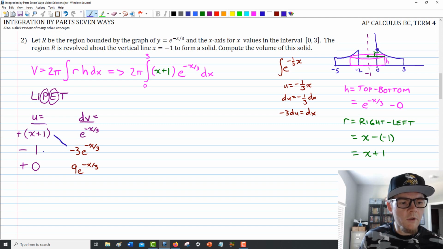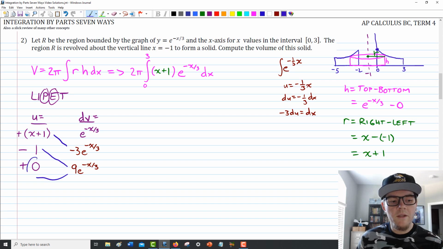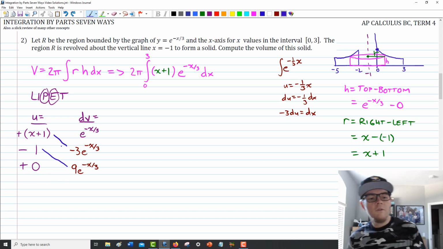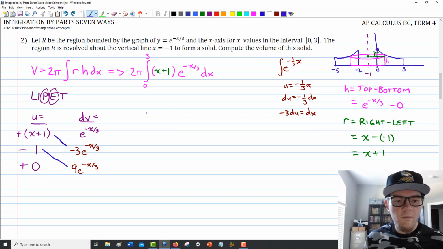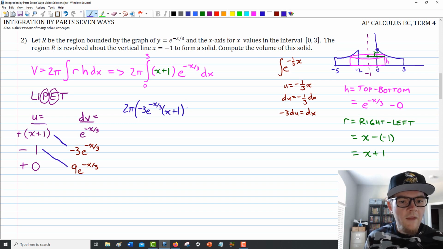So in tic-tac-toe, recall we multiply diagonally. And of course, the nice thing is that last row would be the integral, but because there's a 0, we don't need it at all. So we're going to have two terms in our integration by parts. Being careful here to make sure I'm doing this correctly, we've just evaluated the antiderivative, so we're going to have an expression for the antiderivative here. Our antiderivative is going to be negative 3e to the negative x over 3 times x plus 1, and then minus 9e to the negative x over 3.